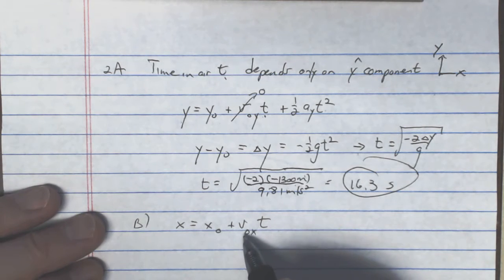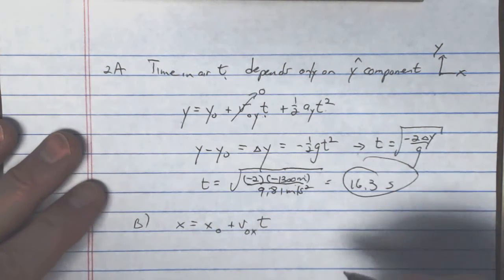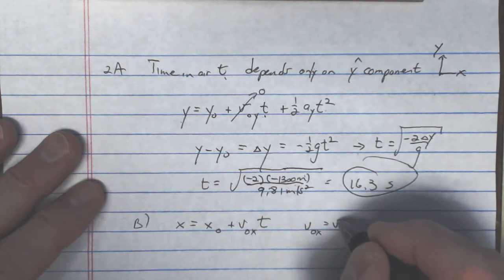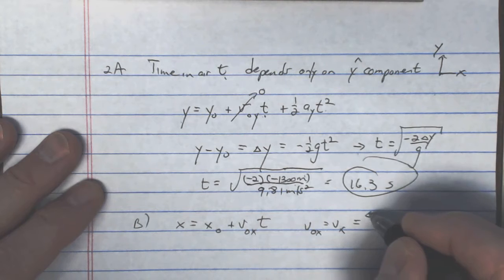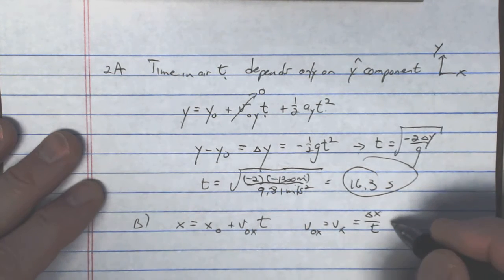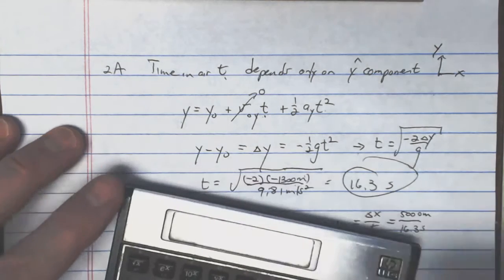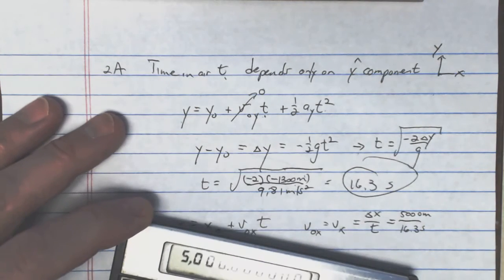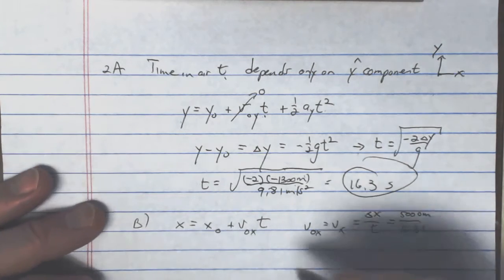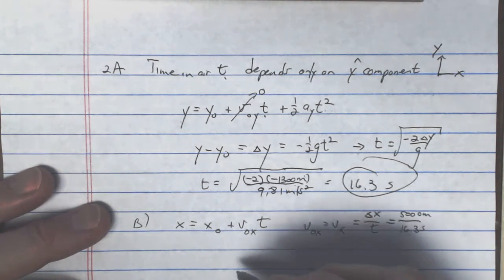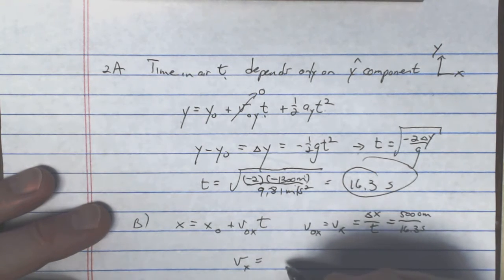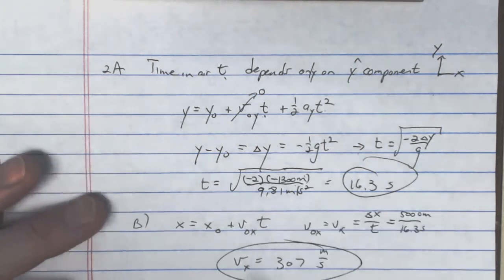And realize that v naught x doesn't change, vx doesn't change. The velocity at any moment in the horizontal direction equals the original velocity, or v naught x is the same as vx anytime. So that's just equal to delta x over delta t, 5,000 meters horizontally in 16.3 seconds. On the calculator, 5,000 divided by 16.3, and we see that the velocity in the x direction, which is the velocity you need to launch at, is 307 meters per second.